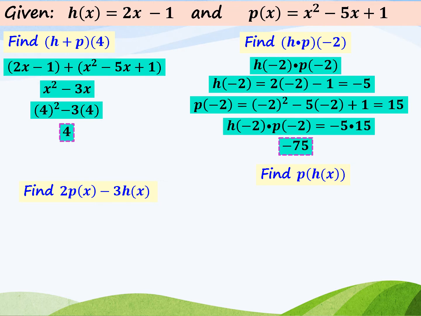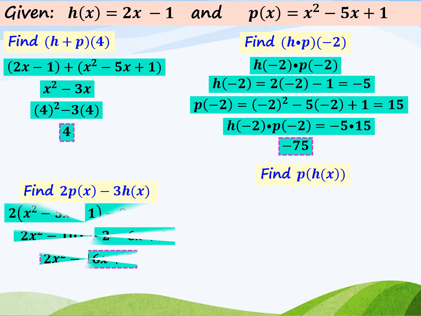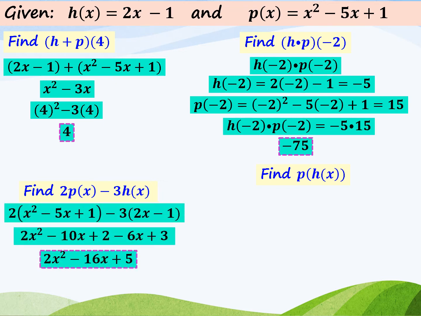Okay, next example. It says find 2 times p of x minus 3 times h of x. So I'm simply going to do 2 times p of x and then subtract 3 times h of x. So it looks like this. My next step is I'm going to distribute that 2 to everything inside the parentheses. Now when we get to this minus 3, I'm going to make that plus a negative, so that way I can send the sign with the multiplication and I don't have to worry about making any sign mistakes.